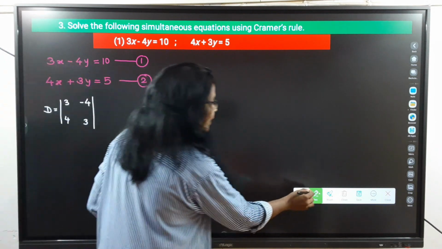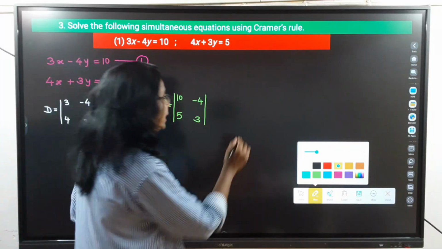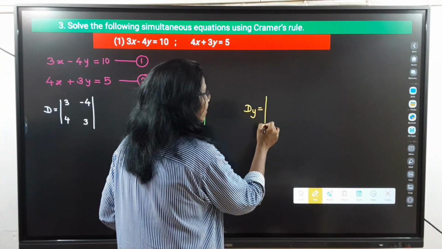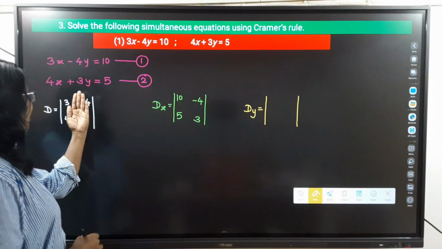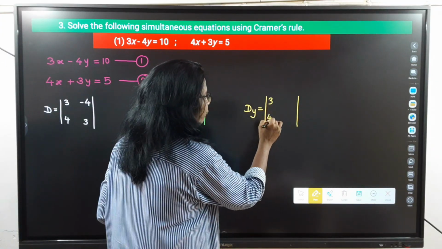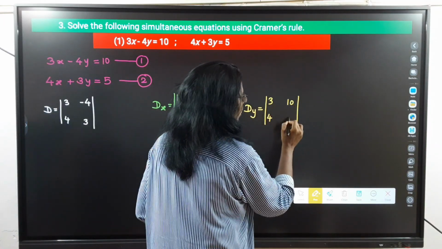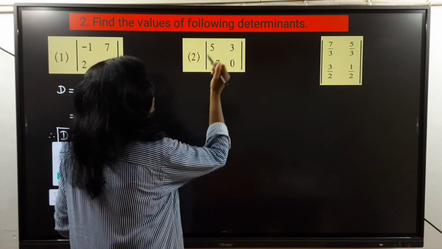Next, students, we have to arrange D of y, the determinant of y. So how can we arrange the determinant of y? In this determinant we hide the second column and write down the first column as it is, and in the place of the second column, or in the place of the coefficient of y, we write the constant. So that's why the determinant of 5, 3, minus 7, 0.